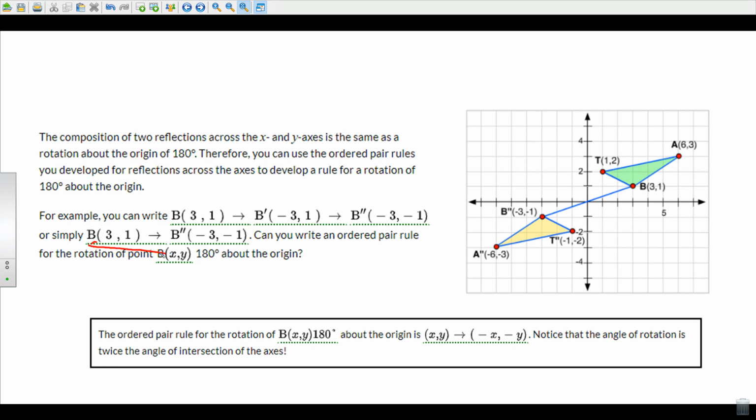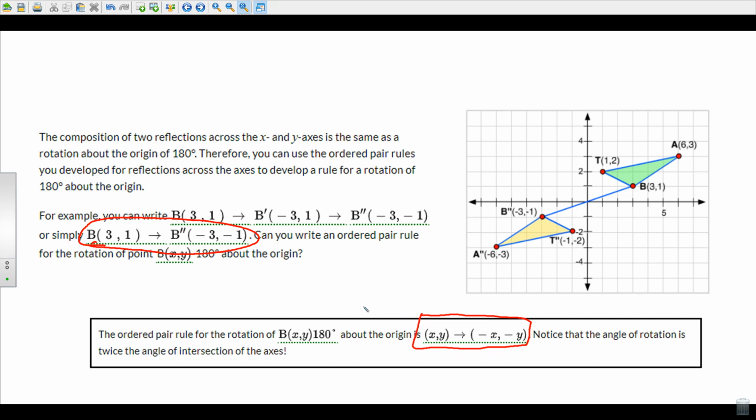And here's what happens with the ordered pairs. You can see that the x and the y coordinate both change sign. Here it is summarized as an ordered pair rule down here. So you will start to see this notation a little bit more frequently in regards to rotations.